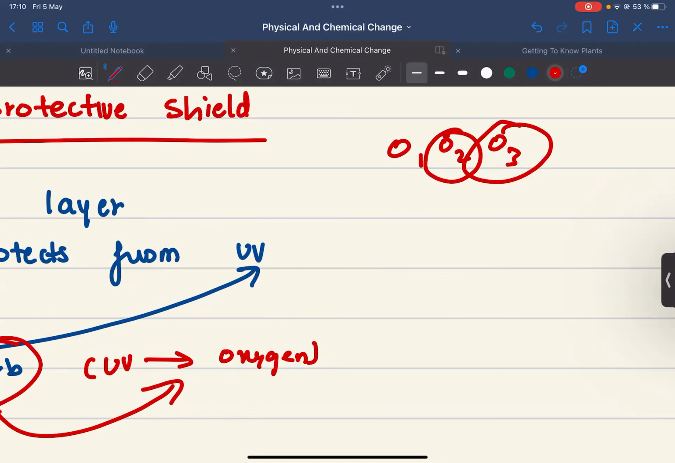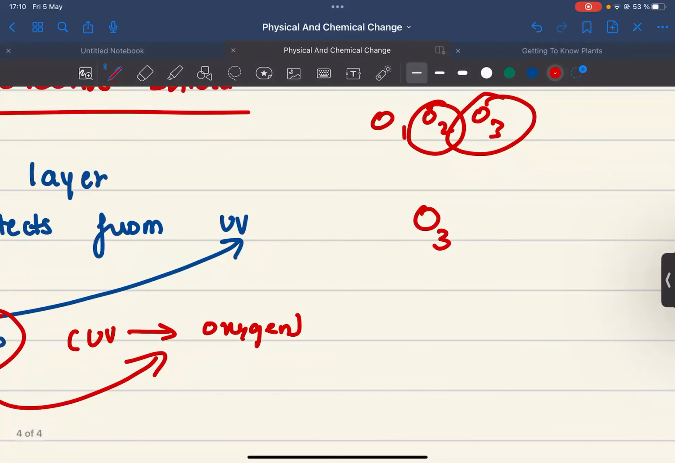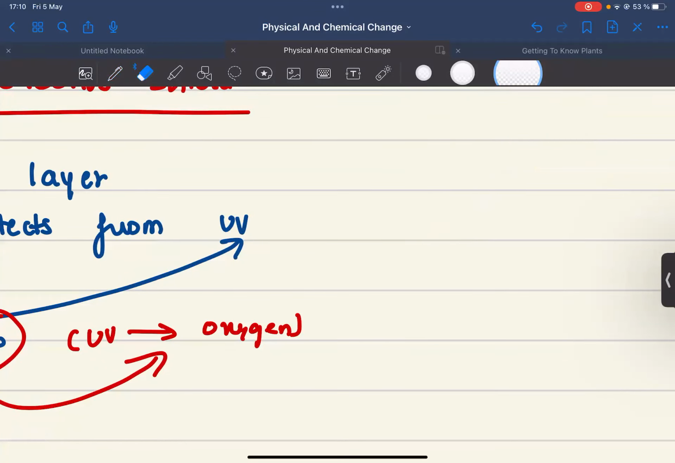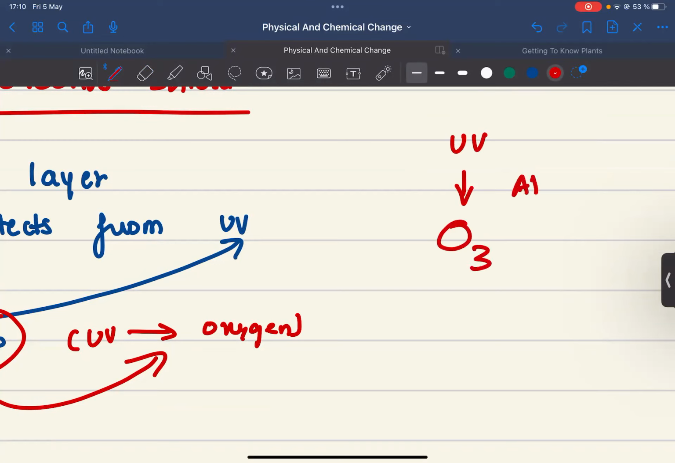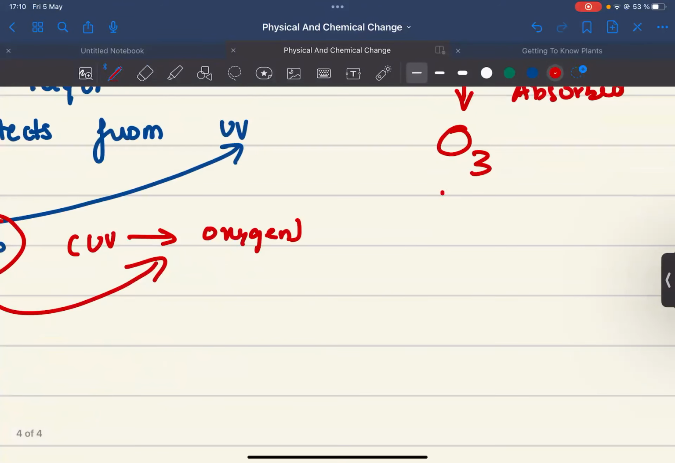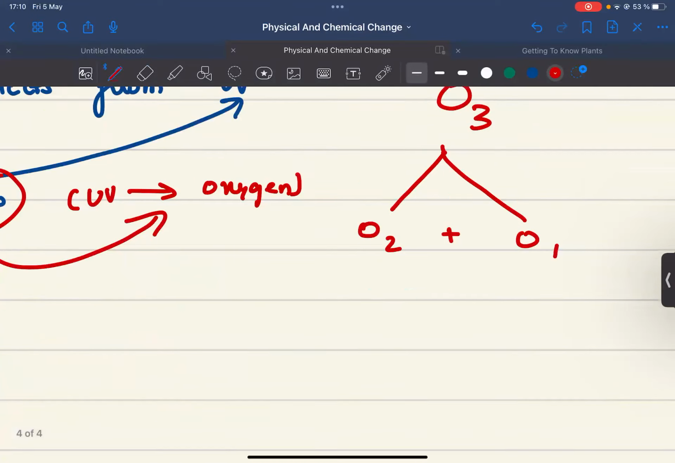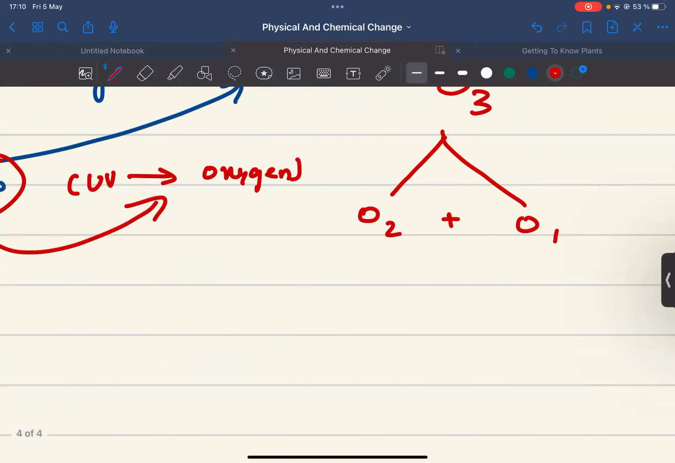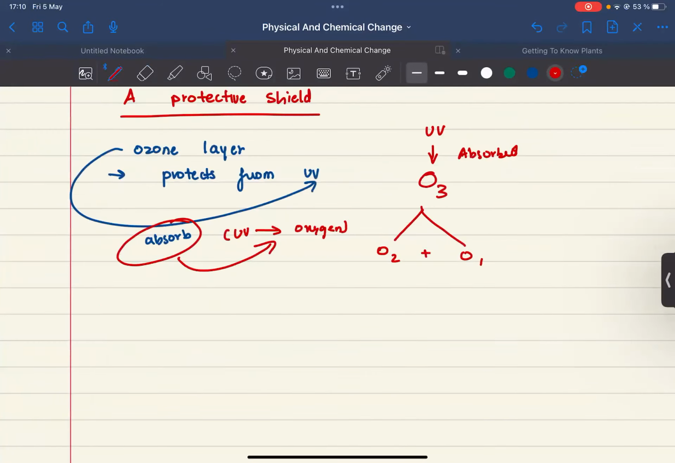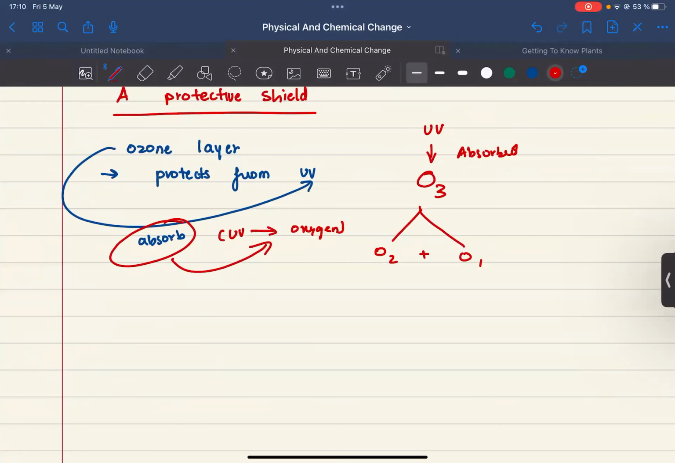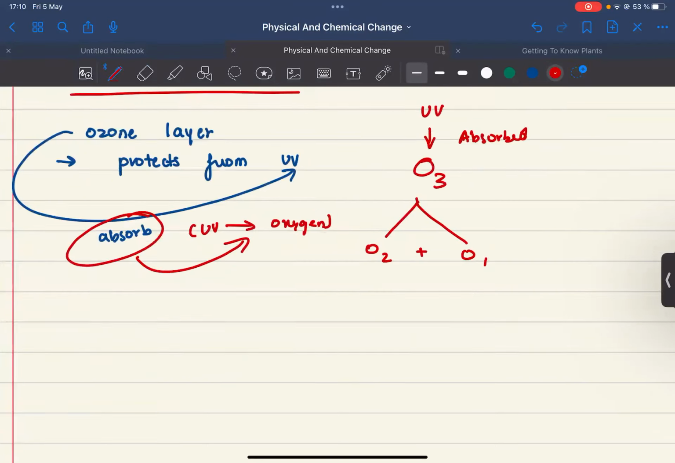Look at the diagram very carefully. This UV radiation, which is coming down, is touching the O3. It is absorbed over here. This O3 will break into O2 plus O1. This is how it will break down. That is why we are protected from these UV radiations. It will break down into oxygen.